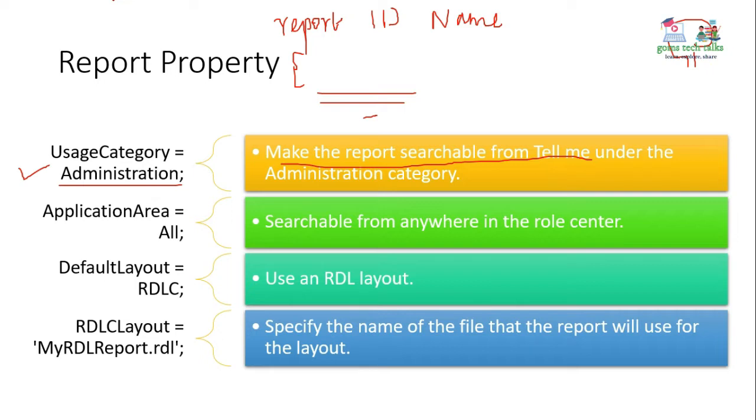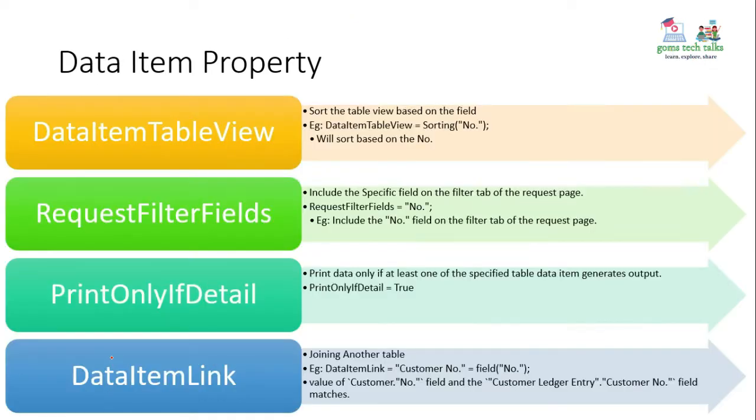We are going to define the default layout as RDLC, because we are going to create an RDL report. RDL is the report definition language. For the RDLC layout, we have to tell the name of our report. You can write any name here, then keep a dot, and then write RDL, which is the extension. So these are the properties. Apart from this, we have many properties for the report, but we are going to define only this much in our code. Next is the data item property.